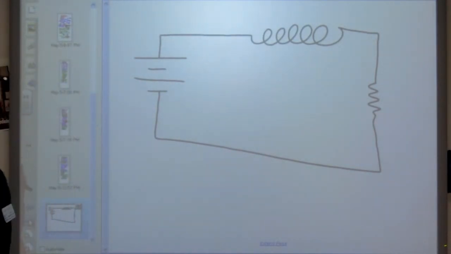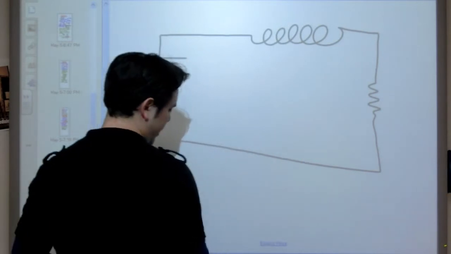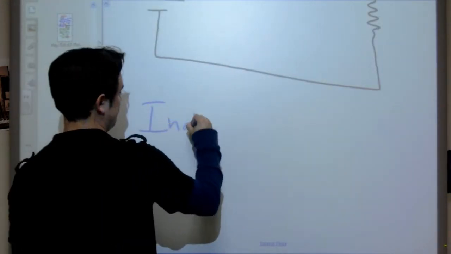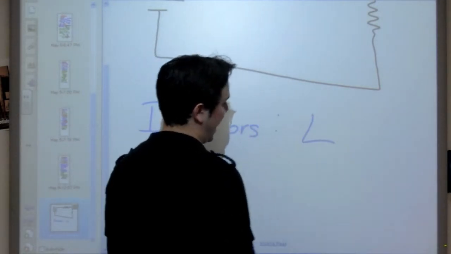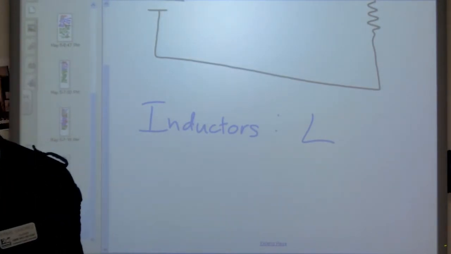Just like we had an RC circuit for resistors and capacitors, this is going to be a resistor and an inductor. Now, one of the things to get used to is when you're dealing with inductors, they're pretty much always marked with a capital L. Okay?